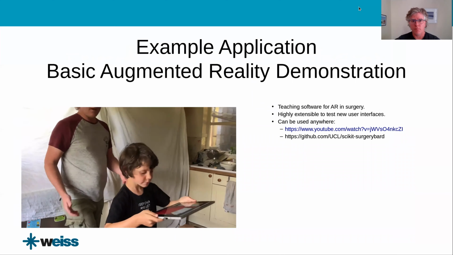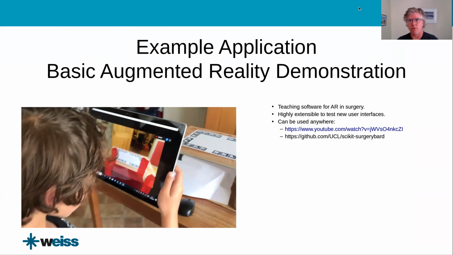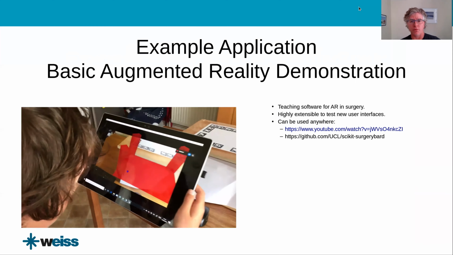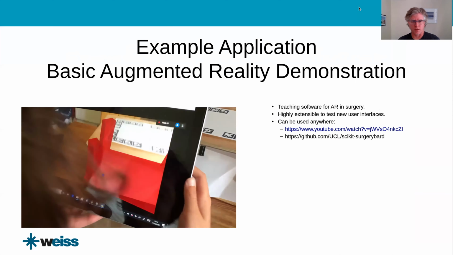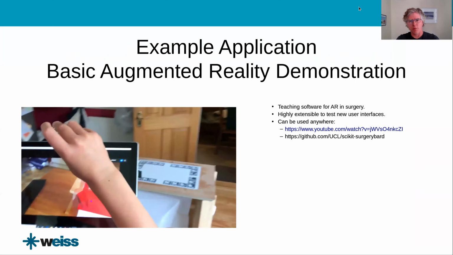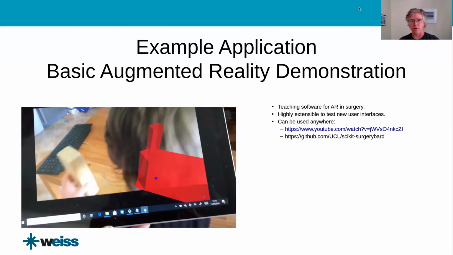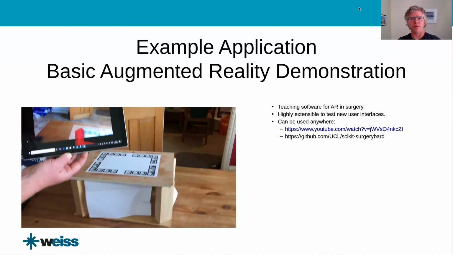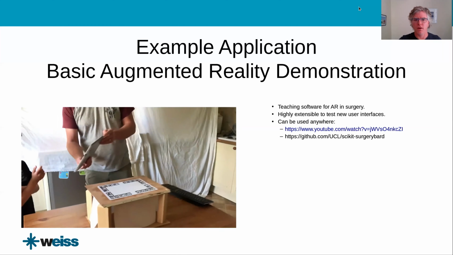Second example, basic augmented reality demonstration. This is software that was designed for use in teaching, but because of the way it's engineered, it's highly extensible. We've implemented all sorts of user interfaces in it, like speech, push buttons, pedals, touch screens, and we're using it. Once we get back in the lab, we're going to use it for prototyping and testing clinical user interfaces, but it can be used anywhere. So during our lockdown at the moment, we were able to do some home science on the kitchen table. There's a nice video on YouTube you can check out.